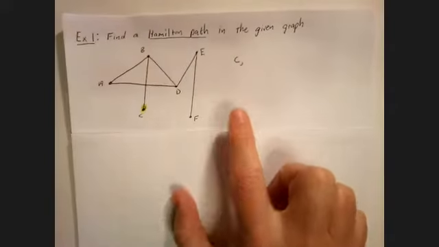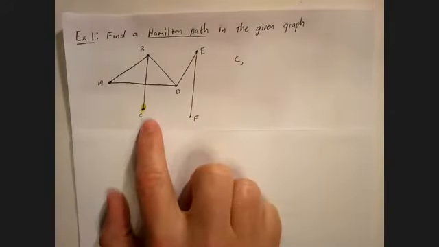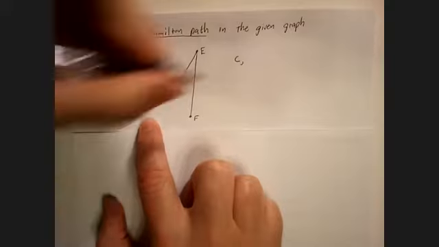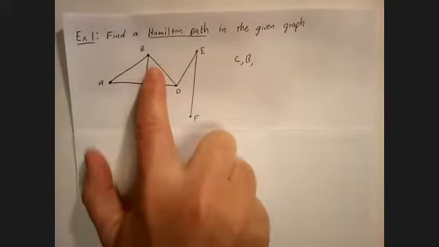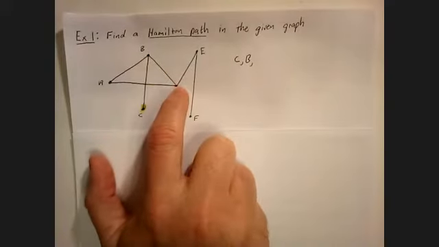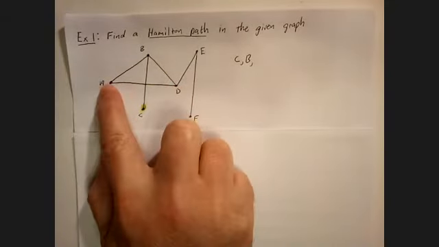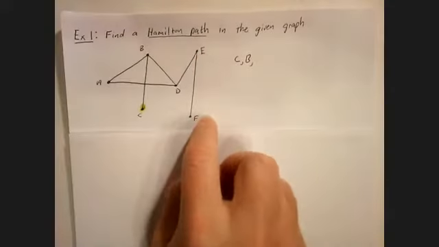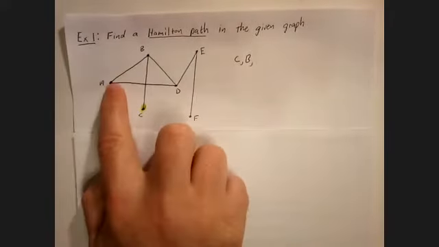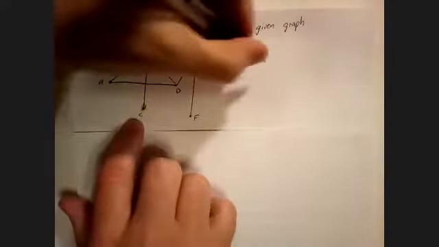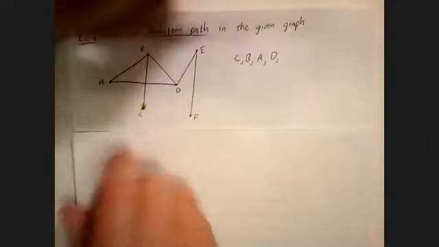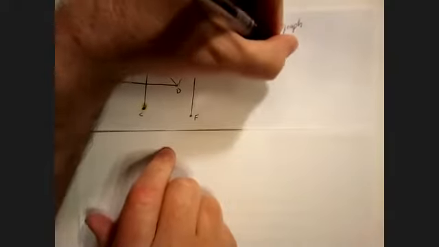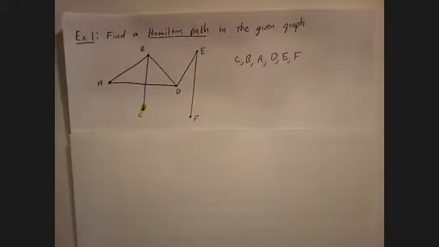From C, I don't really have any choice. I have to go to B. At this point, I could go to D or I could go to A. But if I want to hit these other ones, I got to go to A next. Then I can go to D, and then E and F. Okay, that's one option.